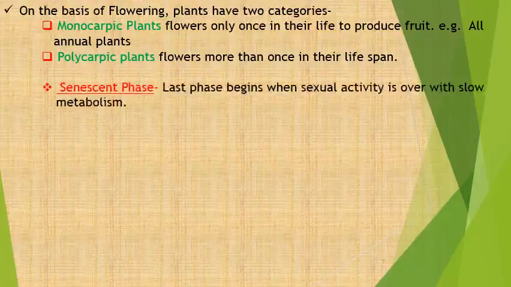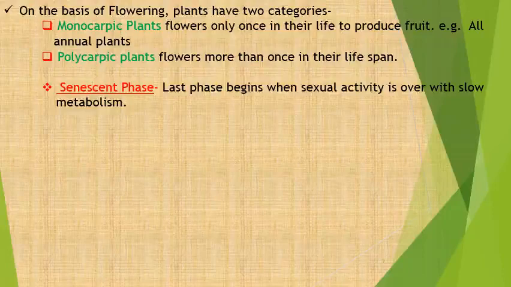After that, there is a very important term, the senescent phase. It is the phase representing the last phase of life, meaning after the reproductive phase, whenever the parts of the plants have very slow metabolic activities in their life, and they are achieving death. This phase is considered the senescent phase.